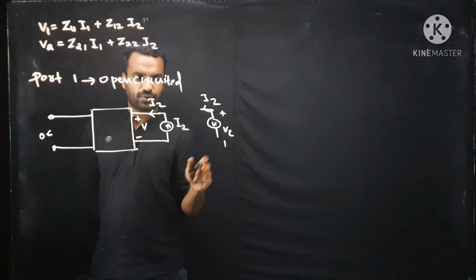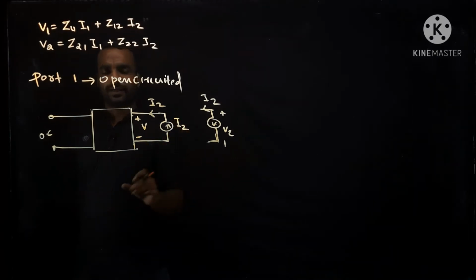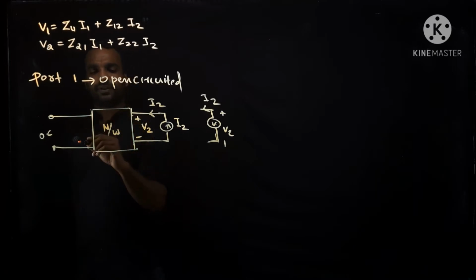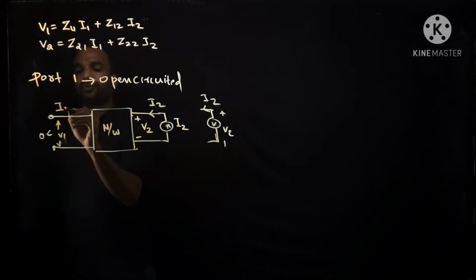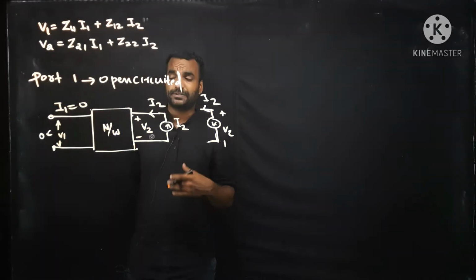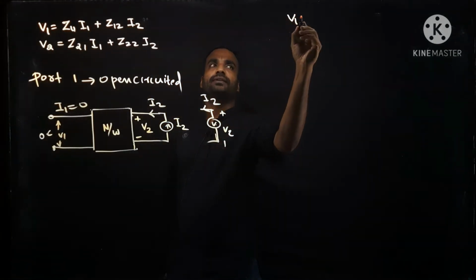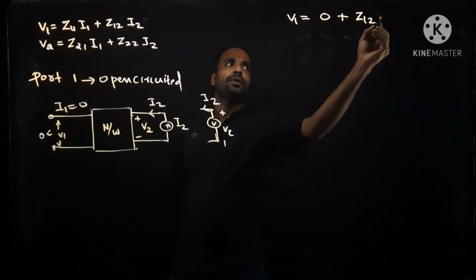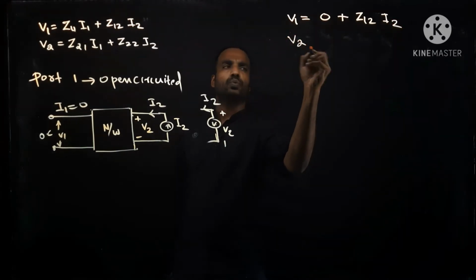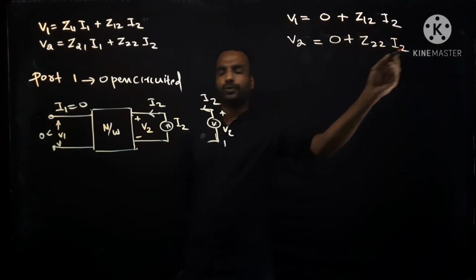So both are correct. You can connect a voltage source or current source. Here I am connecting a current source I2. Regarding that, V2 is developed, and this is the network. As V2 is there, we will get some voltage V1 here, but I1 should be 0 because it is an open circuited condition. Now we have to rewrite these equations. V1 is equal to, as I1 is equal to 0, it is 0 plus Z12 I2, and V2 is equal to 0 plus Z22 I2.